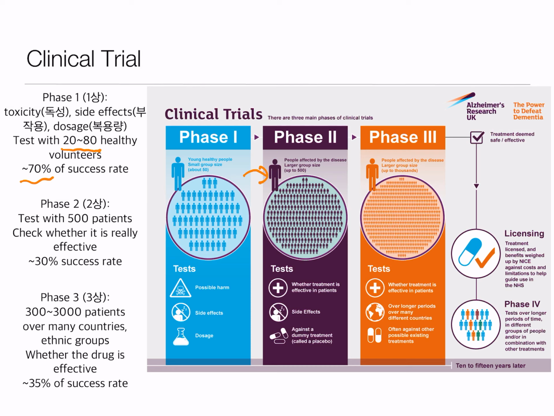second phase. So in the second phase, usually the test is done with about 500 patients. They are real patients. Then they give this drug candidate to real patients, and they see whether this drug is really effective or not. And also they check side effects.